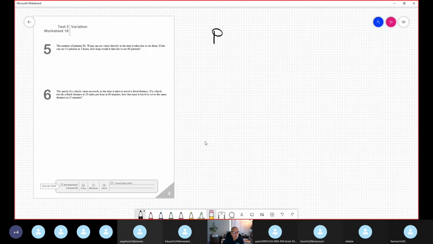Vary directly as the time. Time is T. This is my variable. The independent variable is T, the dependent is C.